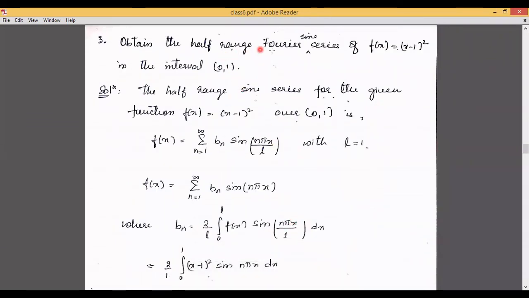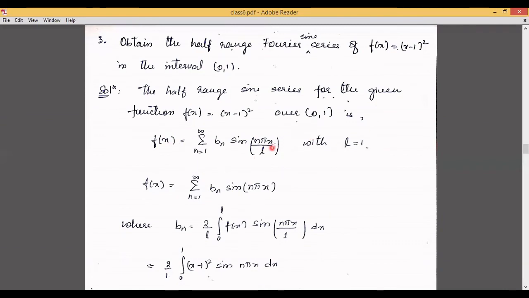Obtain the half range Fourier sine series of f of x is equal to x minus 1 whole square in the interval 0, 1. See here, the interval is 0, 1. You need to replace that L by 1 here, not pi. Therefore, the half range sine series for the given function f of x over 0, 1 is f of x.